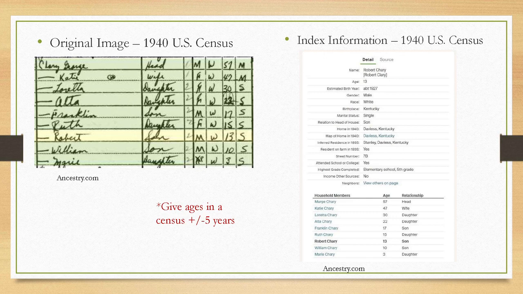And in one of the clips I'll show you later, I'll be showing you how I search the census records to find this family. And when you're looking at census records, I always tell people give the ages on there plus or minus 5 years. Sometimes it could be plus or minus 10 years.